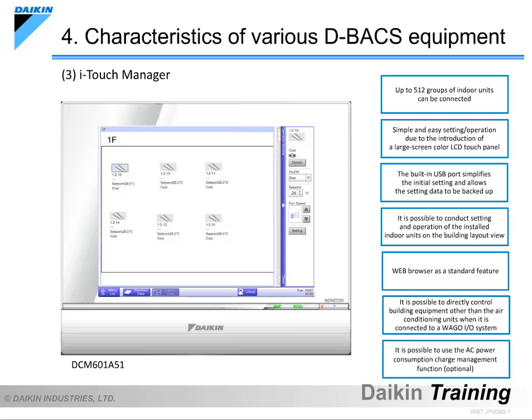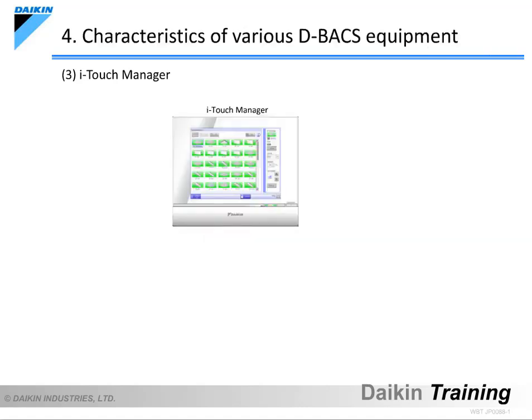If an optional electric meter with a pulse counter and optional PPD software are used, the ITouch Manager can additionally offer a function that allows calculation of power consumption based on the operating hours of the indoor units and opening angle of the electronic expansion valve that changes with the air conditioning load. Let's now take a look at the system configuration.